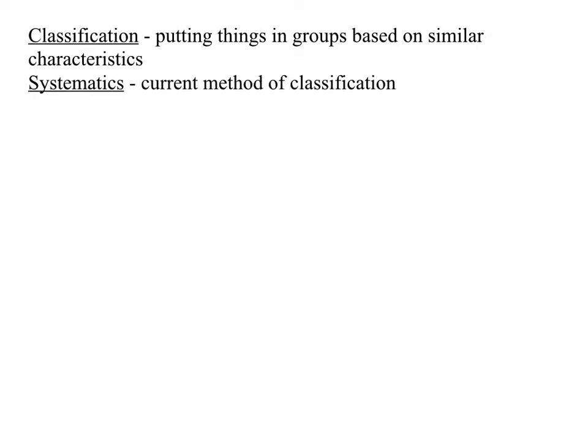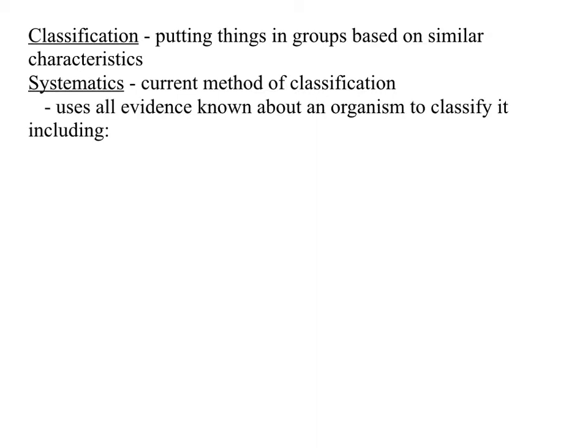This whole section is going to talk about how we classify things. The current system of classification is called systematics. That's what we use in science. It uses all of the evidence that's known about an organism to classify it. There are all kinds of things that we know about an organism, and all of this information is then used to classify it.